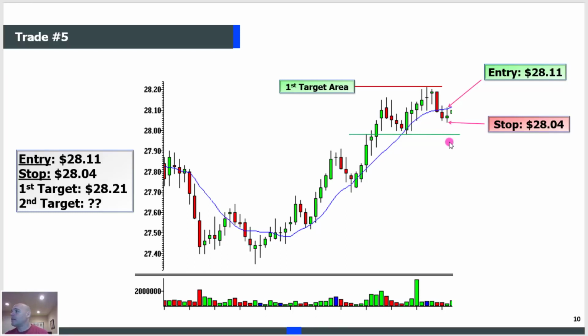Now, do we have any bottoming tails? No, we actually have a topping tail. Okay. Risk to reward, it's about the same. But this is where I want you guys to think about this.